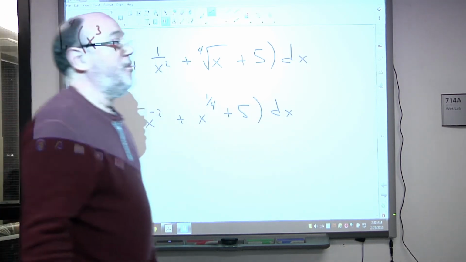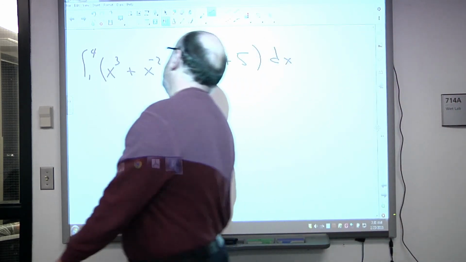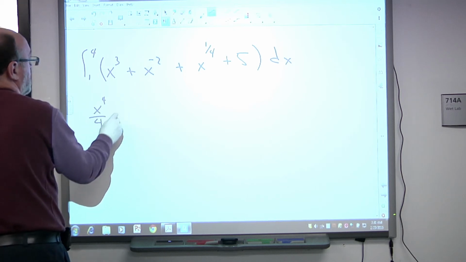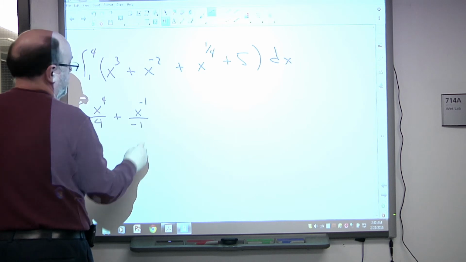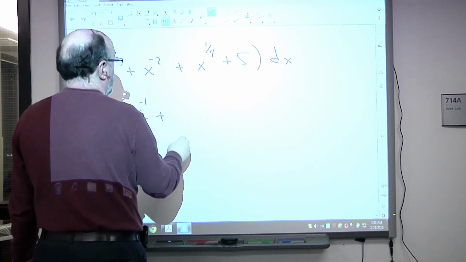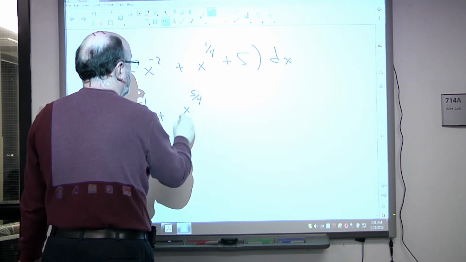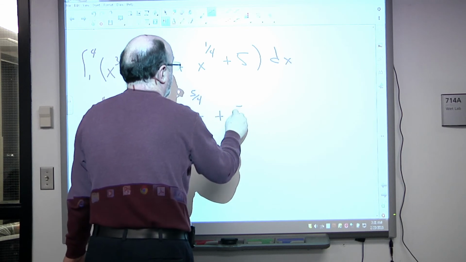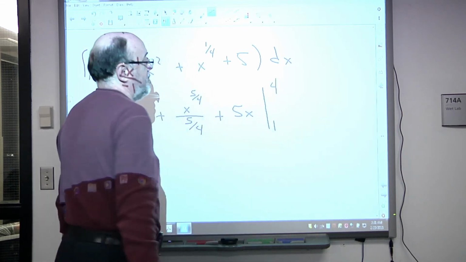Now that we got it written in the right form, the next step is let's integrate. So this will be x to the 4th over 4. X to the -1 over -1. This will be x to the 5/4 over 5/4, plus 5x evaluated from 1 to 4.